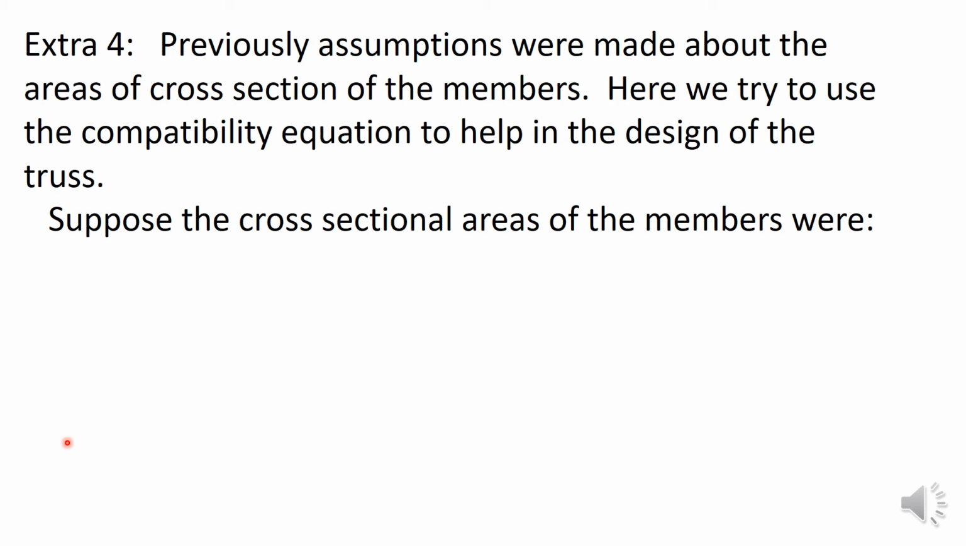When you are designing a determinate structure, you can obtain the forces in the members purely from the equilibrium conditions, and then you can design the member properties to be able to cope with those forces. For a determinate structure, you have to make assumptions about the areas of cross-section of the members, and this is what we did previously. We made various assumptions.